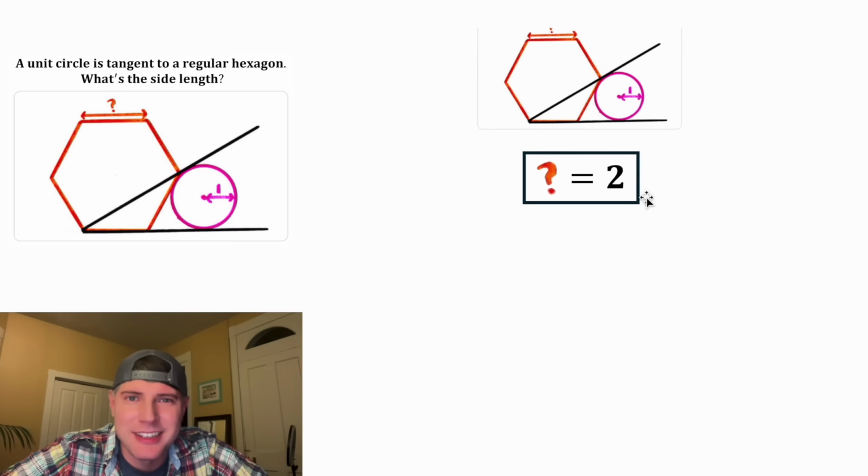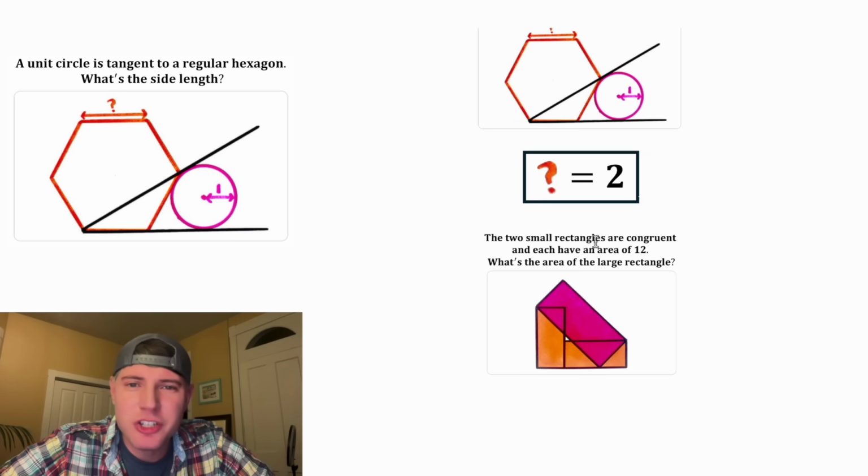How exciting. And here's the next puzzle. We're given two small rectangles. These two both have an area of 12 and they're congruent. And it wants to know what is the area of the large rectangle. I'm sure this is going to be a fun problem. How exciting.